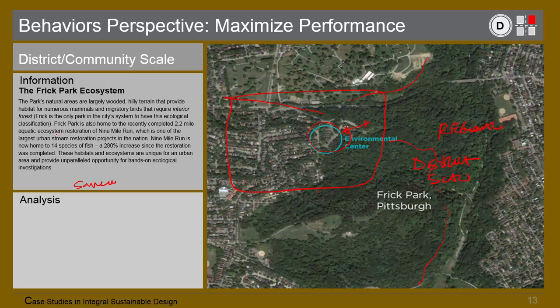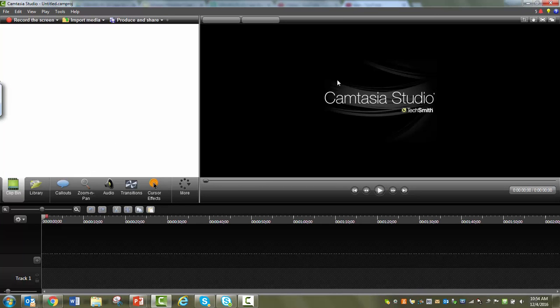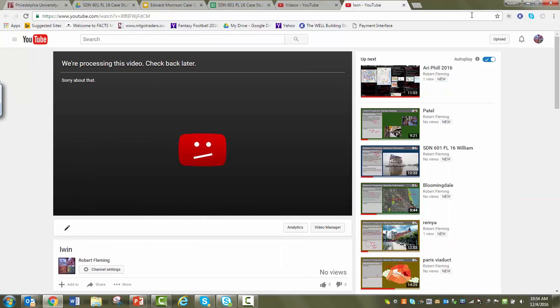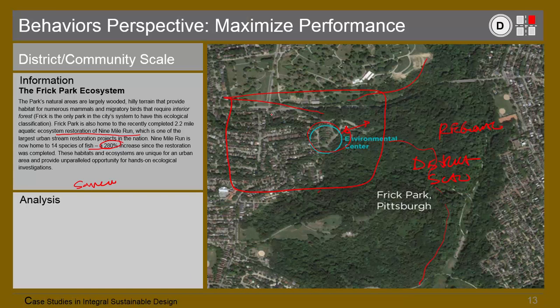Recently, okay, so there is an ecosystem restoration, Nine Mile Run, which you talked about in the first slide. And there's a lot of species here. 280% increase since the restoration. Oh, sorry, that was somebody else's movie. Very, very sorry to interrupt you in this way, but I will get back to your thing here.